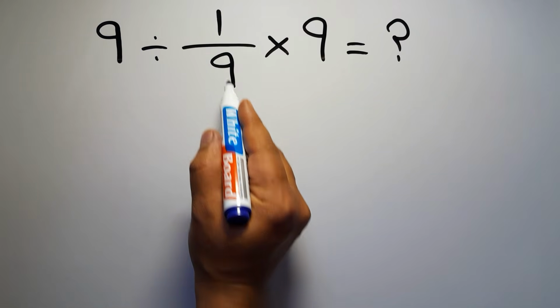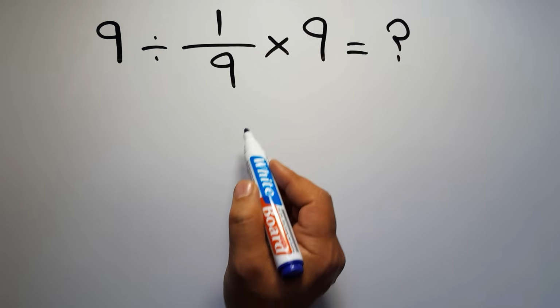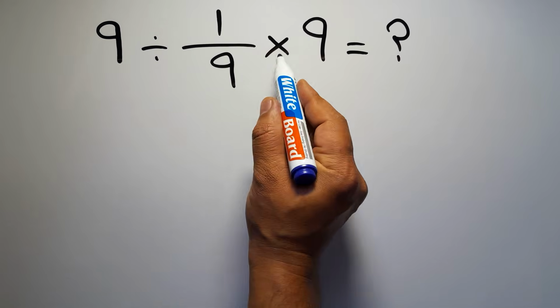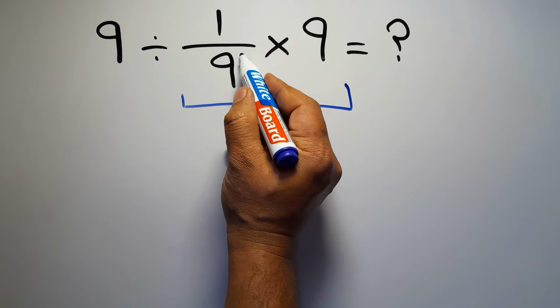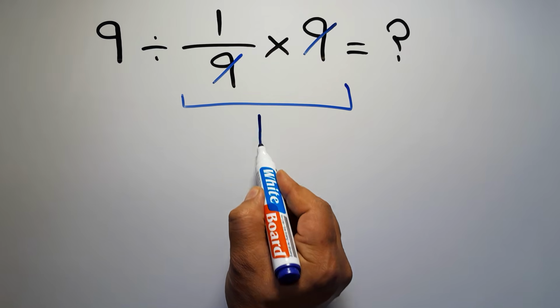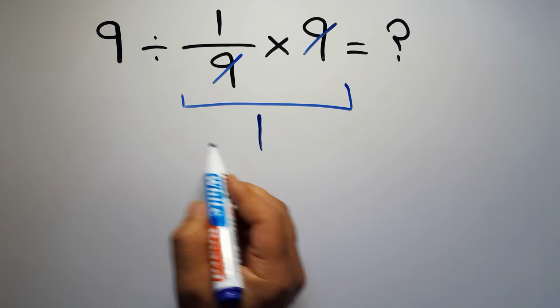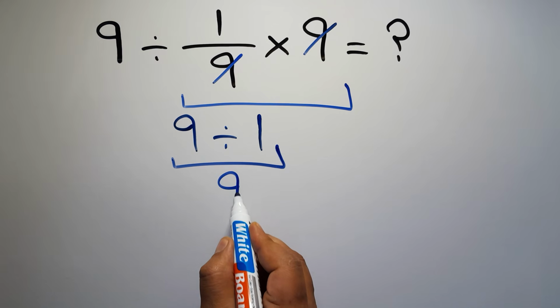9 divided by 1 over 9, then times 9. First we do this multiplication, 1 over 9 times 9. We can easily cancel this 9 and this 9, so here we have just 1. And the 9 divided by 1 is just 9.